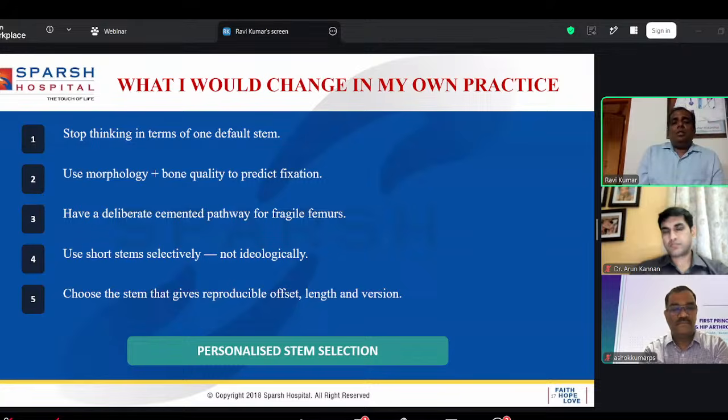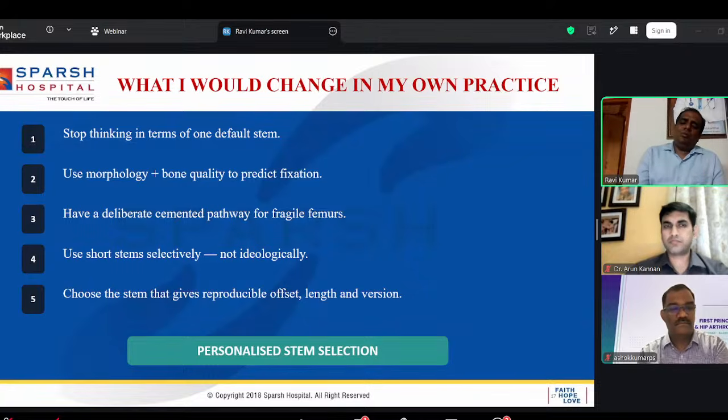And the cemented pathway should not be a forgotten way. We should learn the art of cementing, and we should keep it as a backup for every hip you do. Short stems can be used selectively. Of course, I don't have much experience in this. It's not an ideal stem, is what I can say. Choose a stem with which we can reproduce offset, leg length, version, and proper fixation.